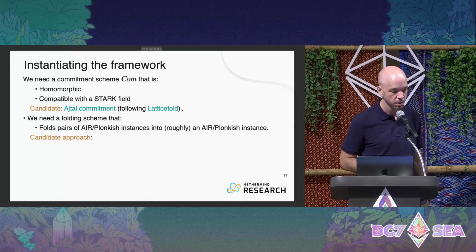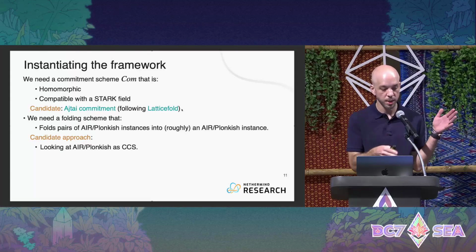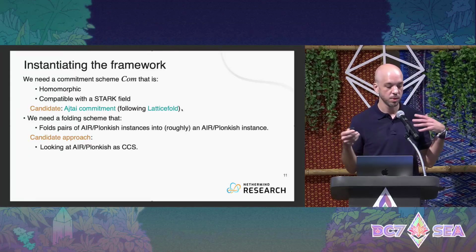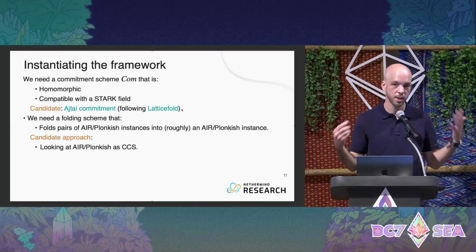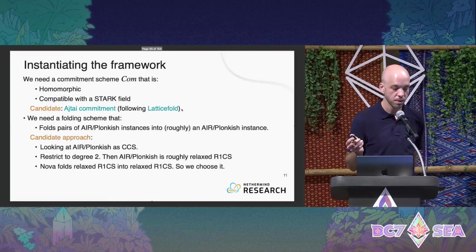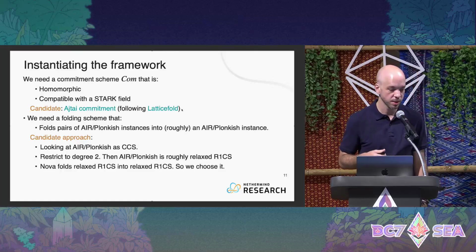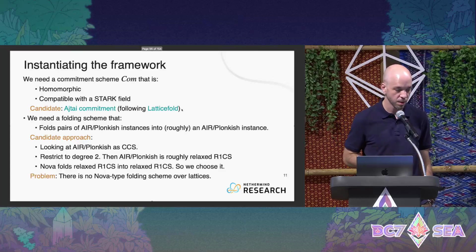And the candidate approach here is, as I said, if we look at heir or Plonkish instances as CCSs, so let's say R1CSs, or relaxed R1CSs, then the first thing that comes to mind is Nova, because Nova folds relaxed R1CSs into relaxed R1CSs. So this is our candidate, Nova. However, there's no Nova-type folding scheme that works over lattices.